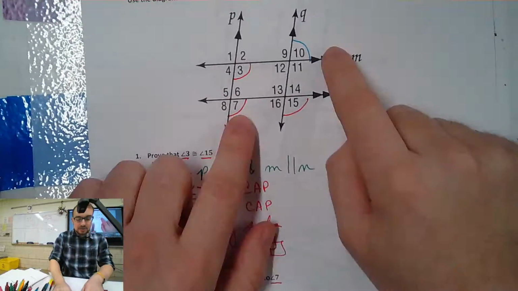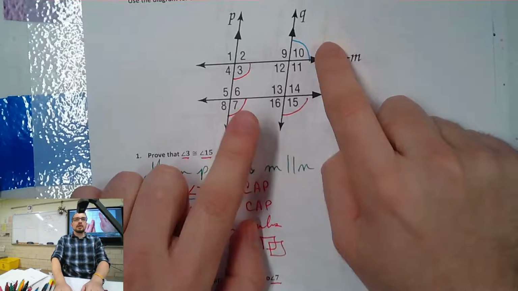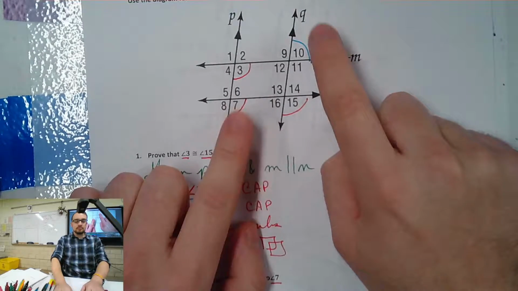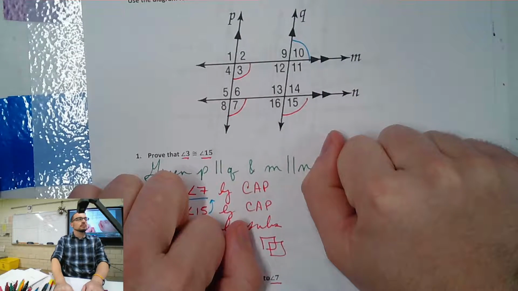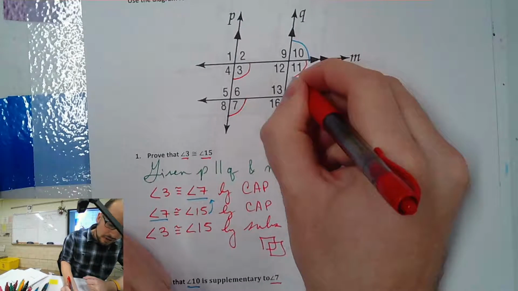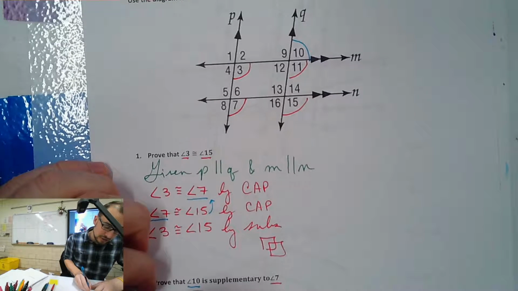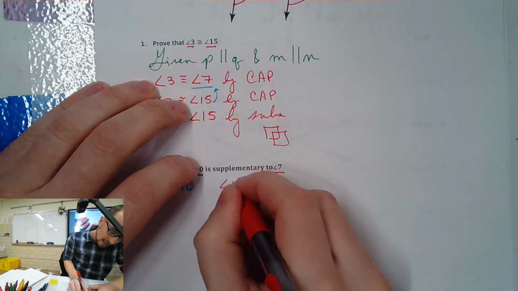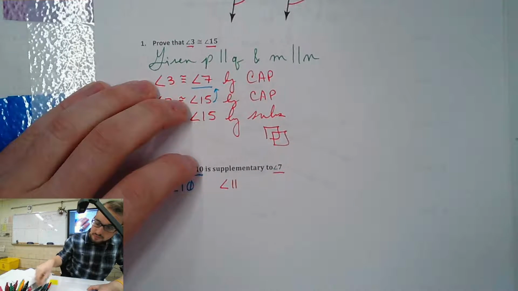So, angle 10 and angle 7, we're trying to prove them supplementary. How are we going to do it? 10 and 11 are supplementary. All right, cool. So 10 and 11 are supplementary. Let's start with that. How do we know 10 and 11 are supplementary? So angle 10 and angle 11 are supplementary. Let's use green.